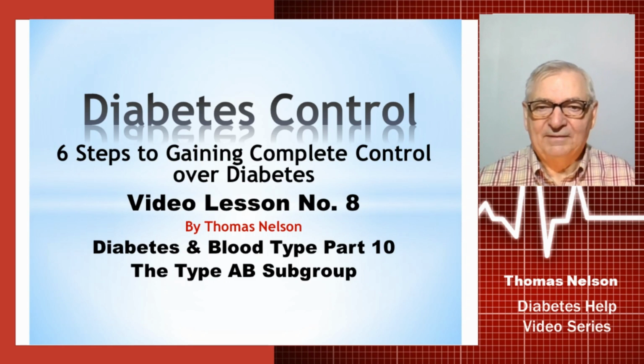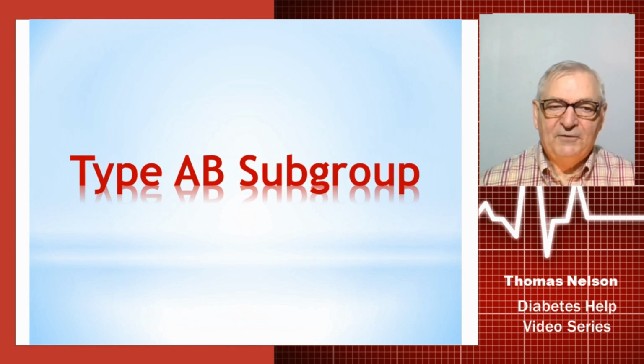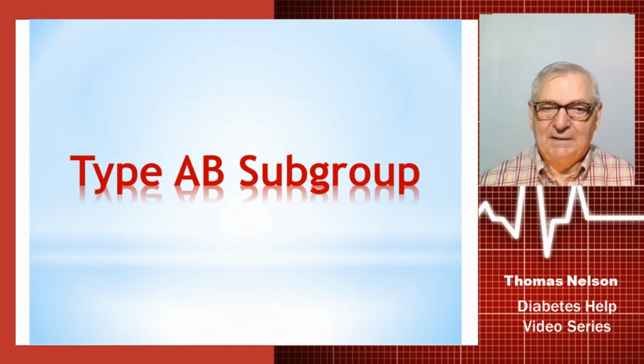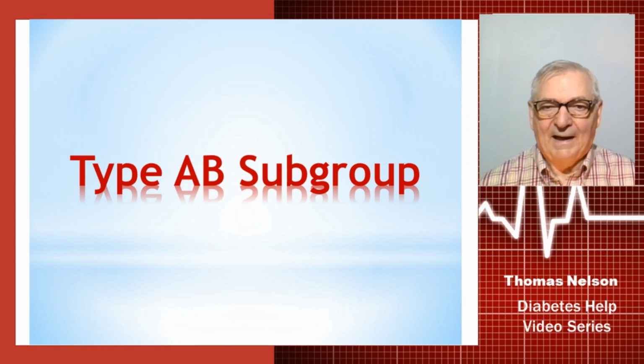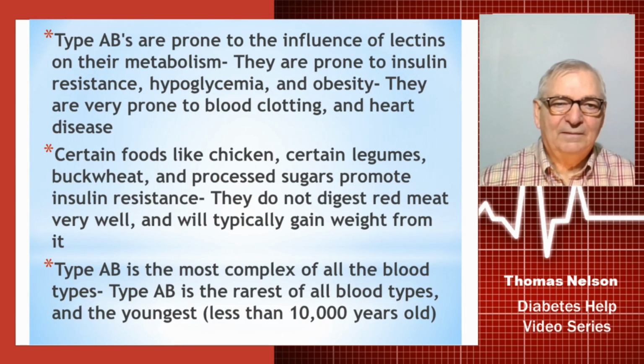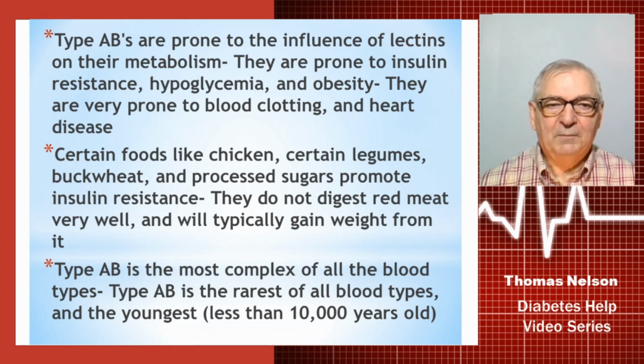This is Tom Nelson, and this is a special video lesson segment for those that are type AB subgroup of blood type. It's a continuation of video lesson number 8, and this is part 10. So if you are blood type AB subgroup, this is a lesson for you. If you're one of the other 3 blood types, that is covered in a special segment either before this one or after. So ABs are prone to the influence of lectins that we've spoken about and to their metabolism.